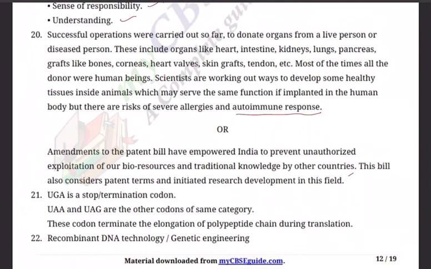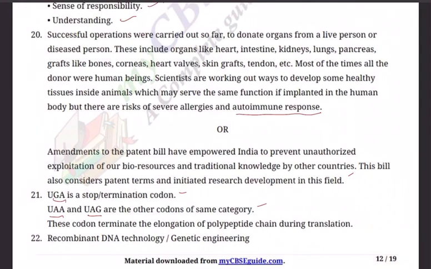Question number 21. Name the category of codons UGA belongs to. Mention another codon of the same category. Explain their role in protein synthesis. Of course, you know UGA is a stop codon or terminating codon. UAA and UAG are other codons of the same category. That means totally there are three stop codons or terminating codons: UAA, UAG and UGA.